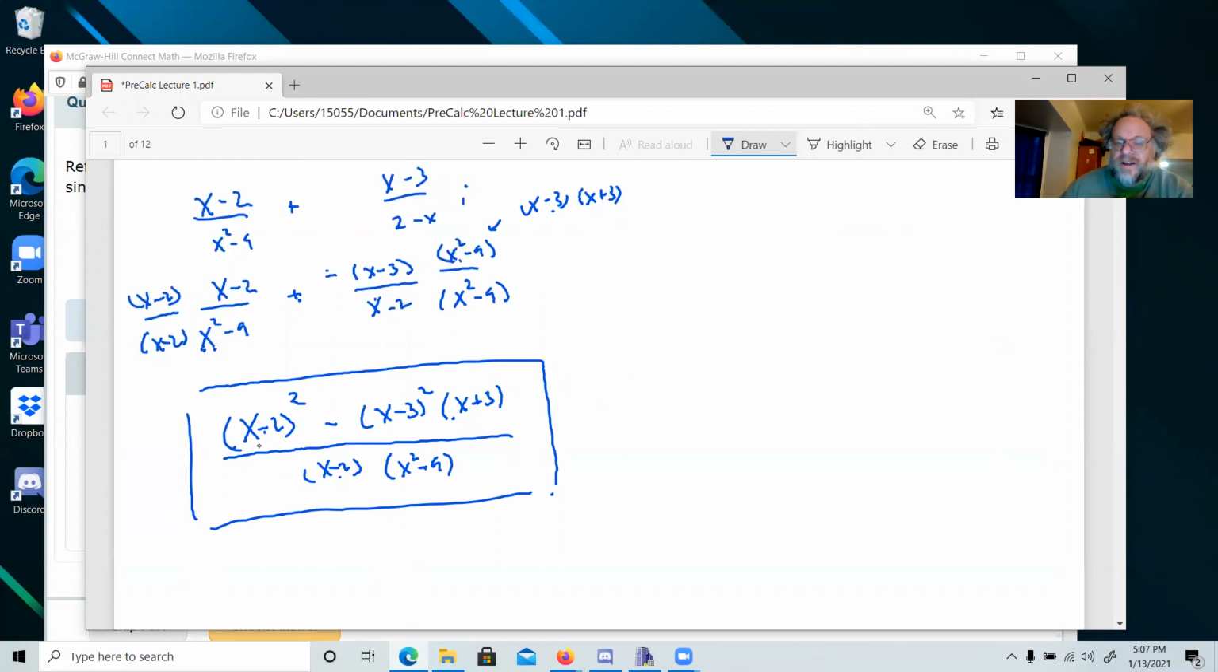Fortunately, this does spell out, because the first thing they're going to ask you to do with all adding fractions is to say what the domain is. In one way or another, they're going to ask you for this. So you know that x can't be 2. You know x can't be -3. And you know x can't be +3.